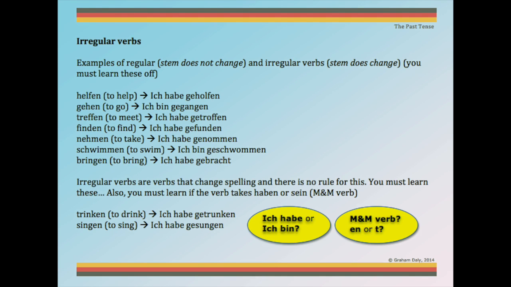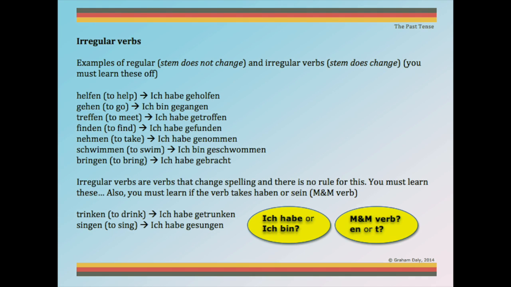So for example, you're going to write down the verb helfen, to help. In the past tense, I helped is ich habe geholfen. Geholfen, totally different from helfen. You just need to learn it.